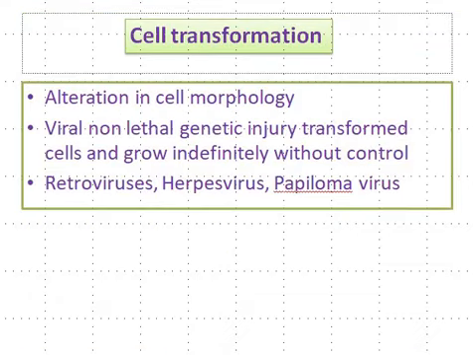Some persistently infected cells may suffer non-lethal genetic injuries that may progress these cells into indefinite multiplication without any control, and subsequently that leads to cancer formation or neoplasia. Some viruses like retroviruses, herpesviruses and papillomaviruses can cause such tumors in the affected cells.